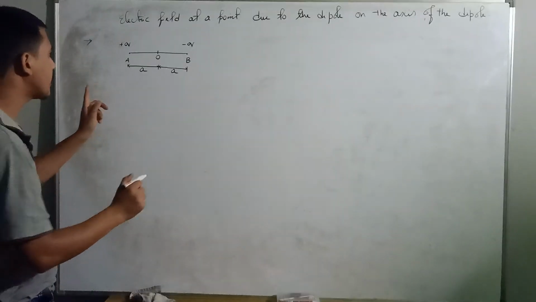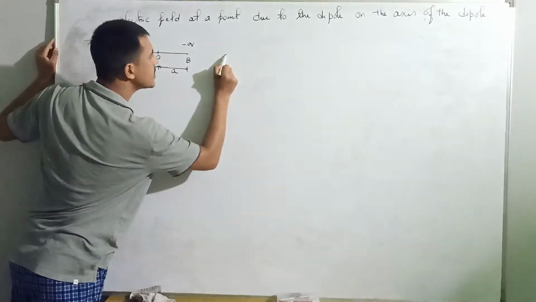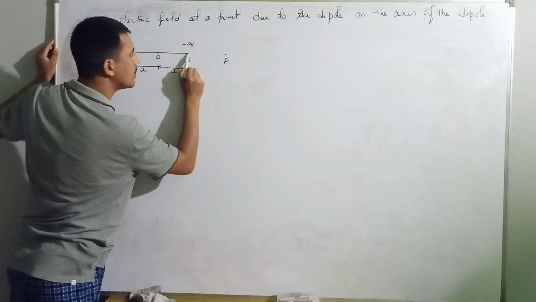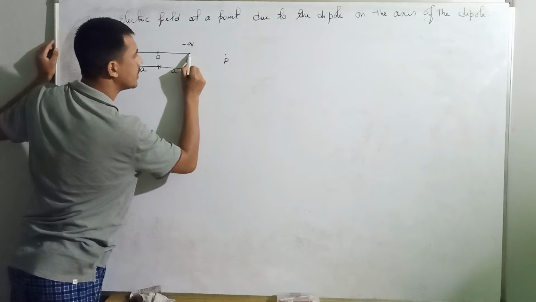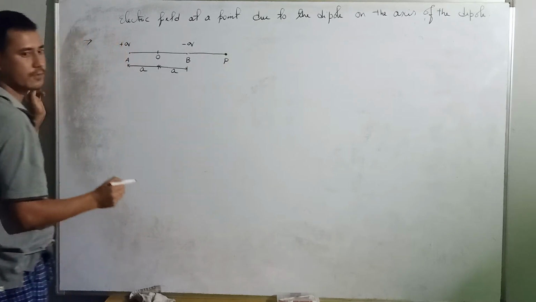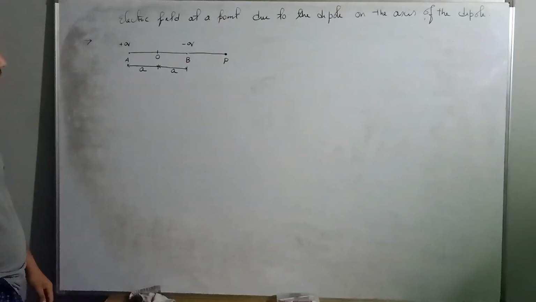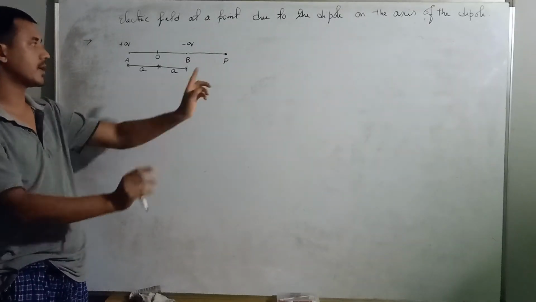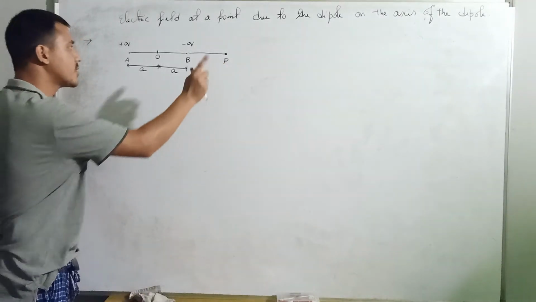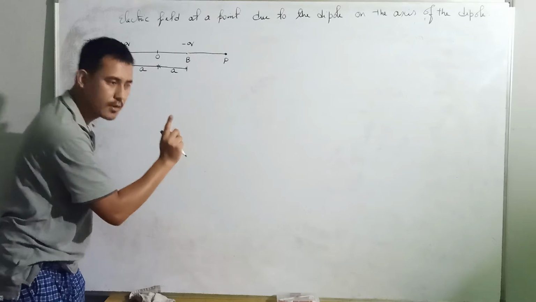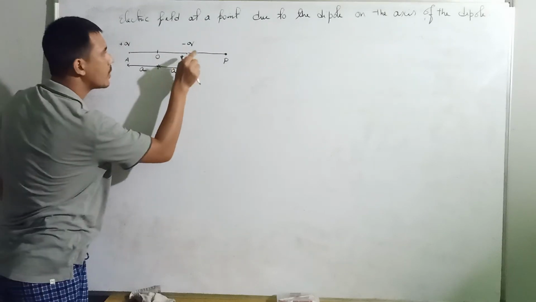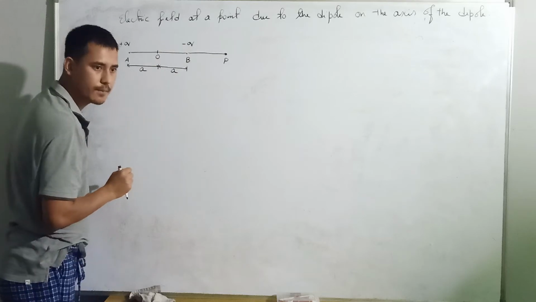I want to find the electric field at this point, say P, on the axis of the dipole, meaning on the same line joining the two charges. So I want to find the resultant electric field at P. There will be two electric fields acting at P. One is due to the charge plus Q, and another is due to the charge minus Q.